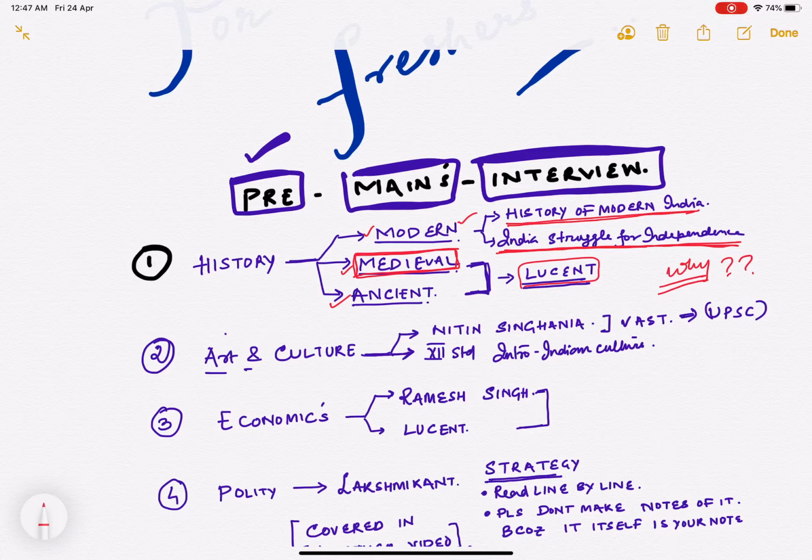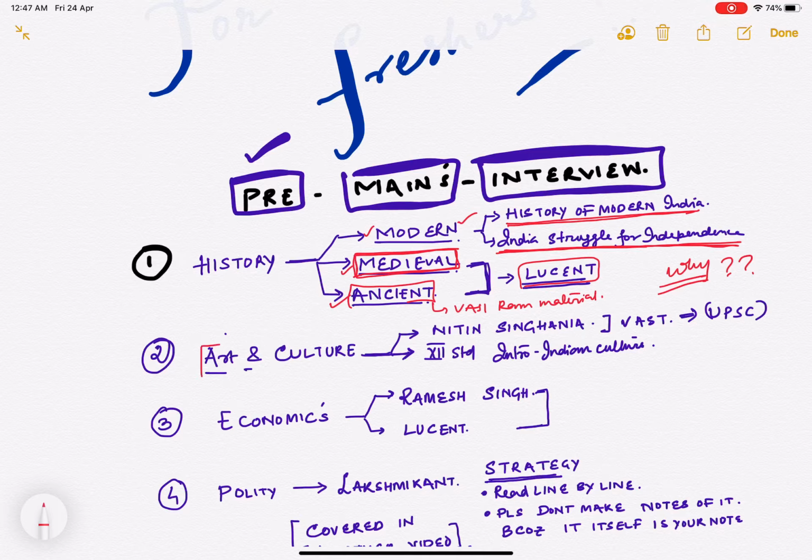Now, with respect to ancient India, we already have the NCERTs, but NCERTs can be long for you. In this context, I can also suggest the Vajiram material. A scanned copy of the Vajiram material is available on Google search itself. You can find it or you can contact us.